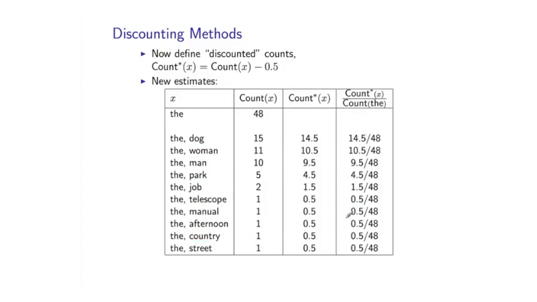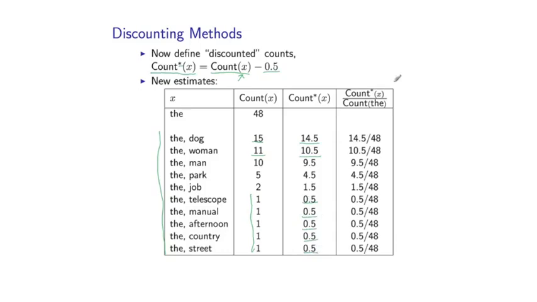So discounting methods build on that intuition in the following way. We're going to define these new discounted counts. I'll use count star to refer to a discounted count, as simply count of x minus 0.5 for any bigram x whose count is 1 or more. So looking back at this example, if the count here is 15, for example, the discounted count is going to be 14.5. Similarly, an original count of 11 translates to a discounted count of 10.5. And for all of these cases where the count is 1, the discounted count is 0.5.